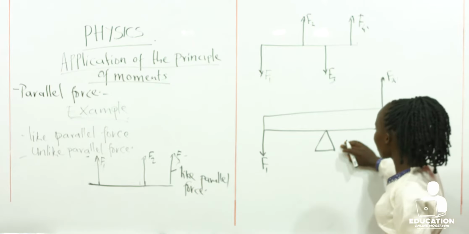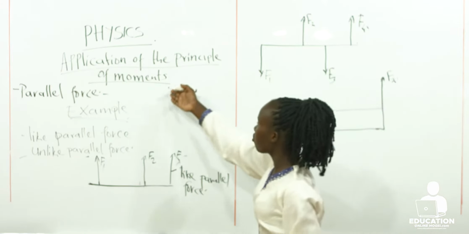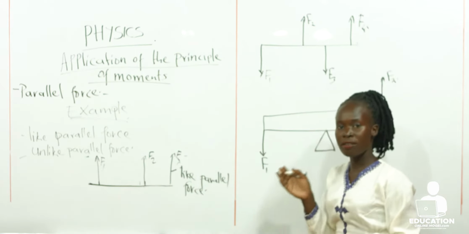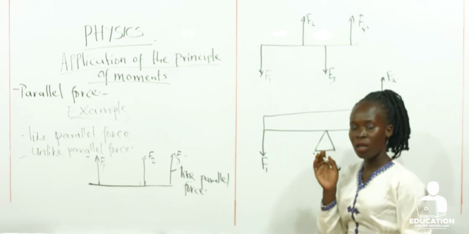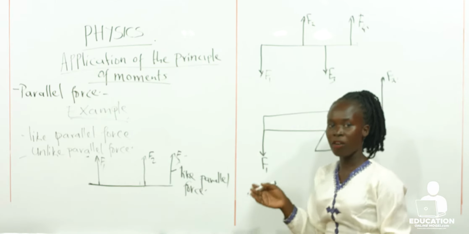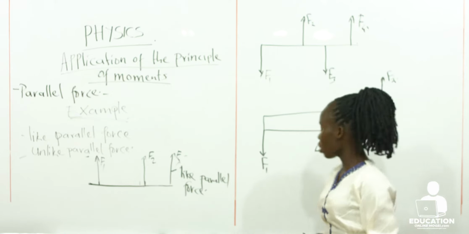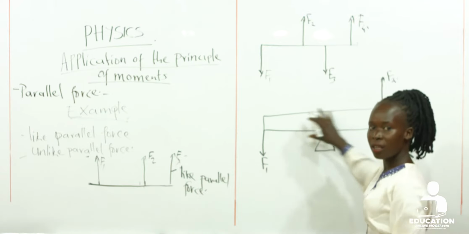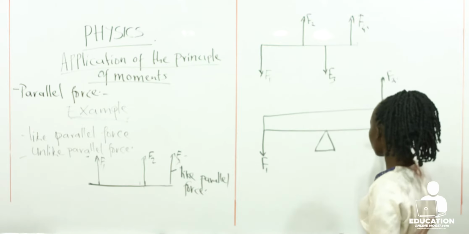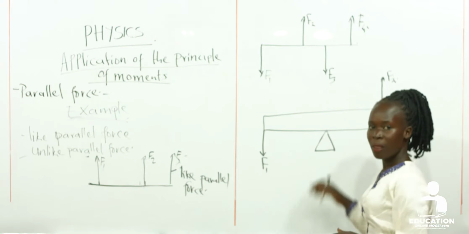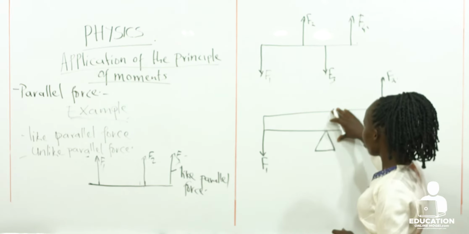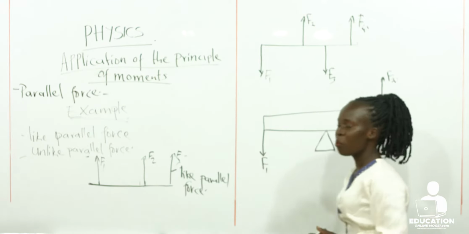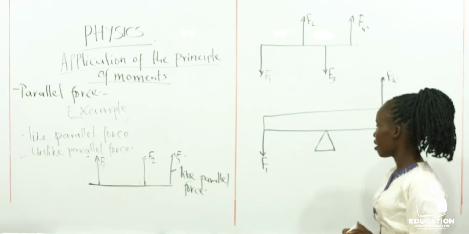Why? Because from the principle of moments, the total clockwise moment should be equal to the total anti-clockwise moment for any body in equilibrium. So here our body is already at equilibrium because the moments are balancing each other. When you had this force, you introduced another force to balance this meter rule. So it is in equilibrium. Because of that, you're in a position to apply the principle of moments in this.